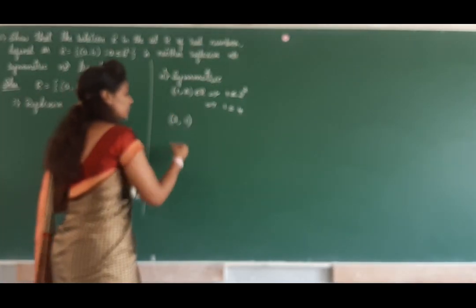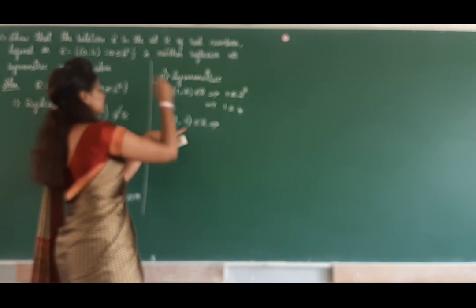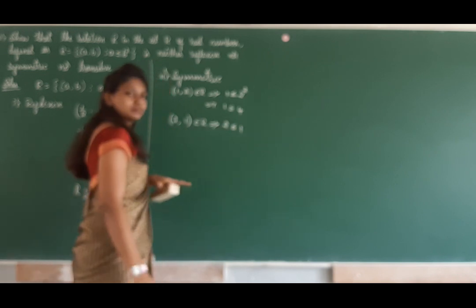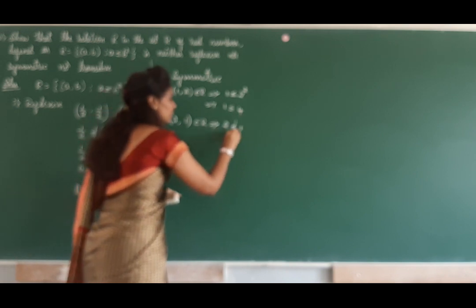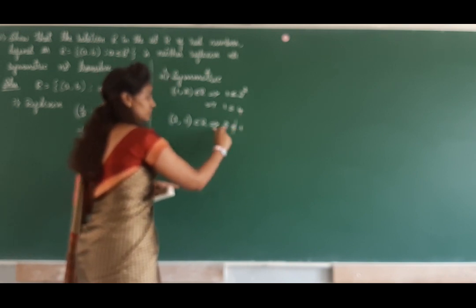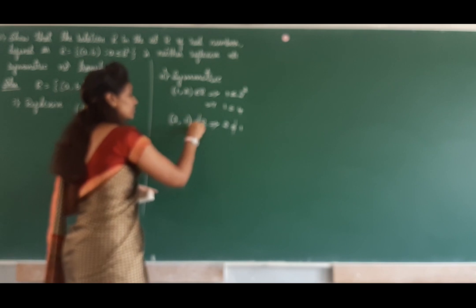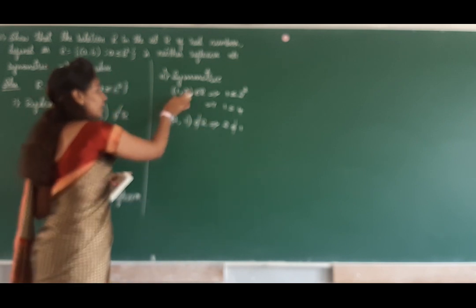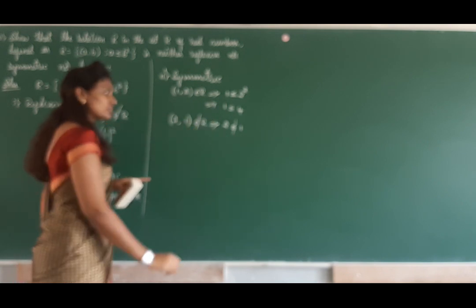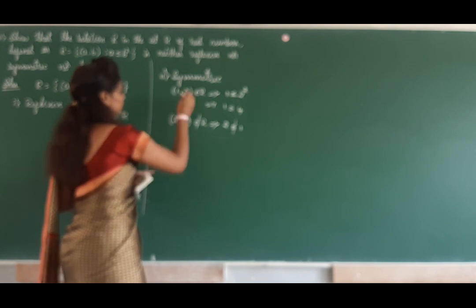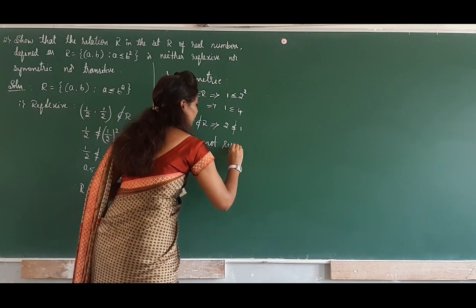In reverse, what happens? Does the ordered pair (2, 1) belong to R? See here, (2, 1) belongs to R means 2 is less than or equal to 1 square, and 1 square is 1. Is it true? Is 2 less than or equal to 1? No, right? That's why 2 is not less than or equal to 1. This implies (2, 1) does not belong to R. First we take (1, 2) belonging to R, then we prove (2, 1) does not belong to R. This implies relation R is not symmetric.